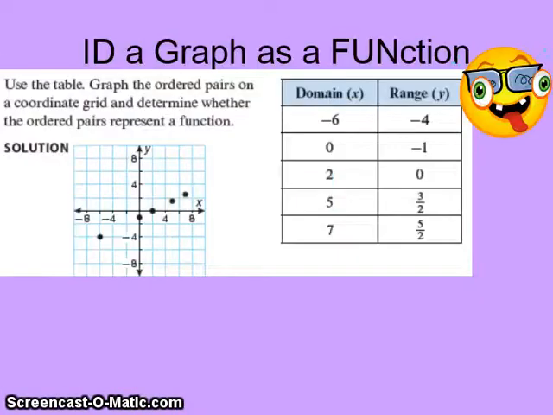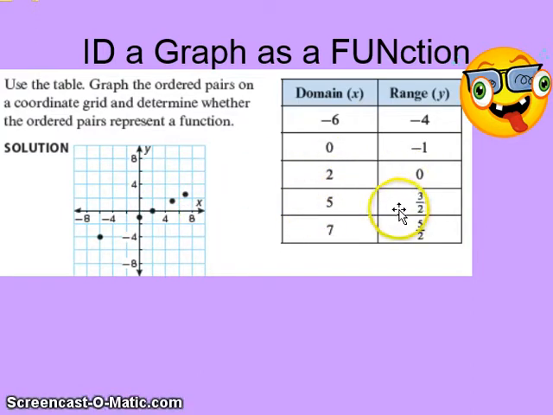Here, we want to use the table to graph the ordered pairs and then determine if the ordered pairs represent a function. So it looks like we already have a graph here. -6, -4, if we were going to graph that, that's the one that would be -6, -4 right there. 0, -1, if we were to graph that, we would go to the left or right 0 and then down 1, so that's that point right there. 2, 0, we would go to the right 2 and up 0, so that's this point right here.